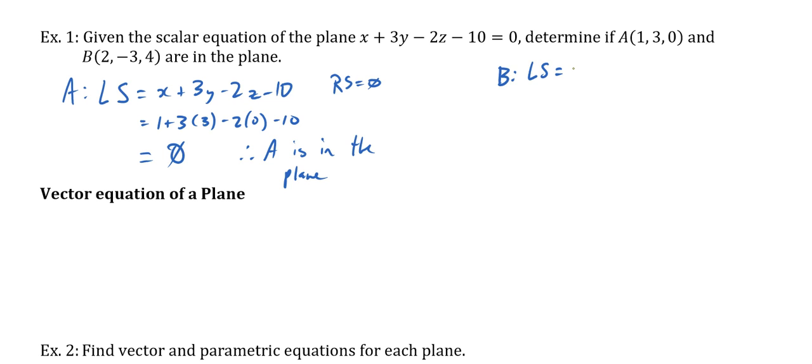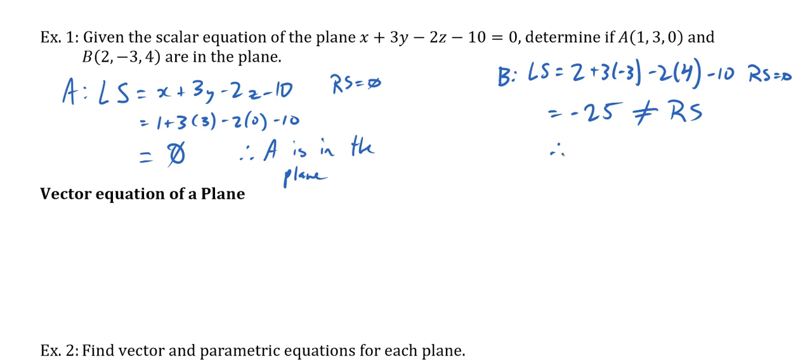So this left side is 2 plus 3 times negative 3 minus 2 times 4 minus 10, and the right side again is 0. Is that right? 2 minus 9 minus 8 minus 10, I think that works out to negative 25. Not equal to the right side. B is not in the plane.